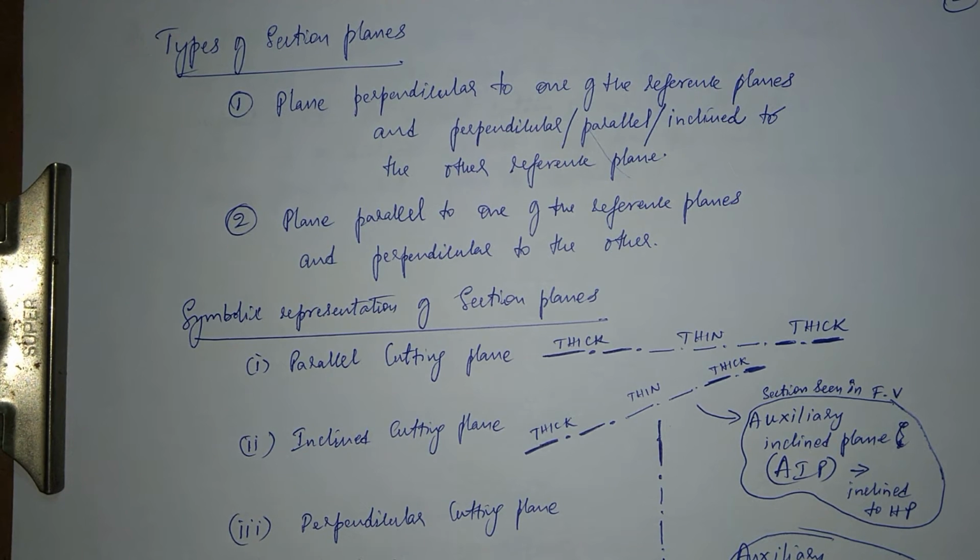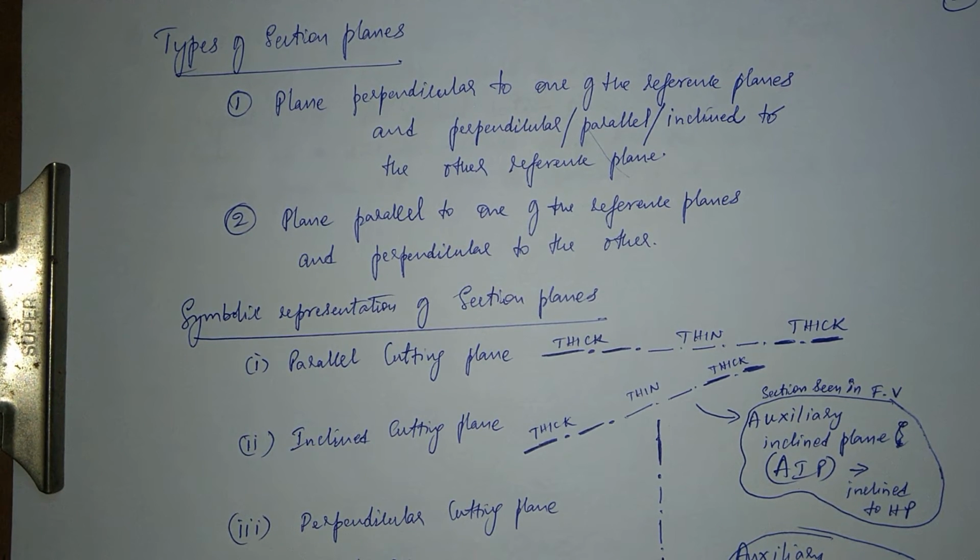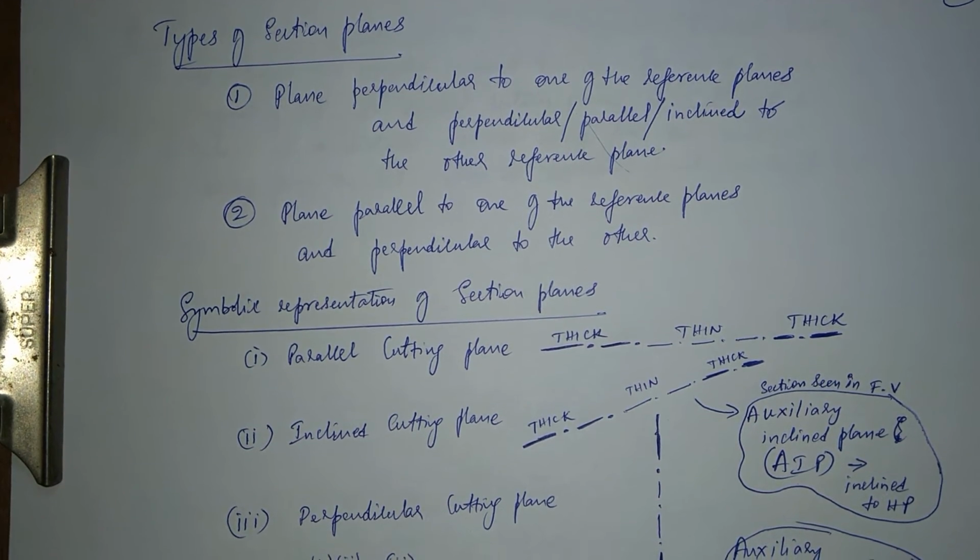So the first case would be the plane perpendicular to one of the reference planes, either HP or VP, and perpendicular or parallel or inclined to the other reference plane. We'll go case by case, stepwise, so that you can understand it better. The next case would be the plane parallel to one reference plane and perpendicular to the other. Obviously, if it is parallel to one plane, it is perpendicular to the other. And the third case would be perpendicular to both the HP and VP. These are some of the cases wherein you are cutting the component or the part.